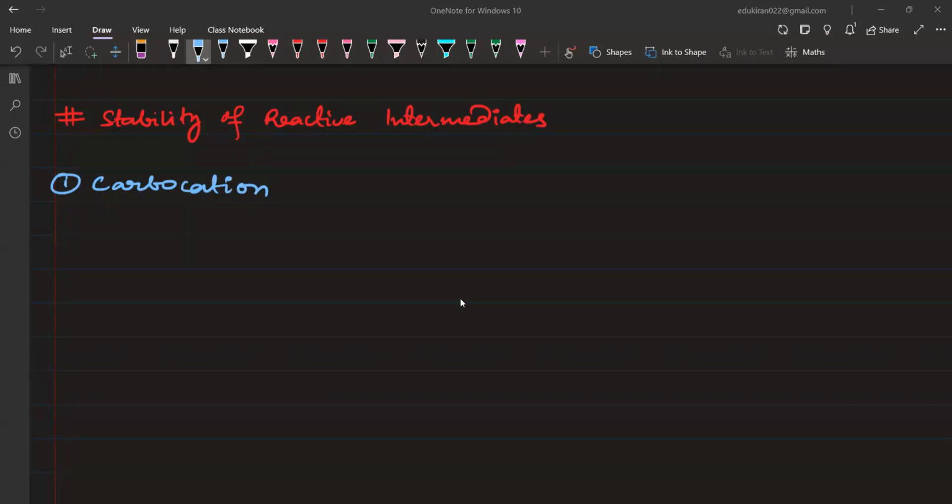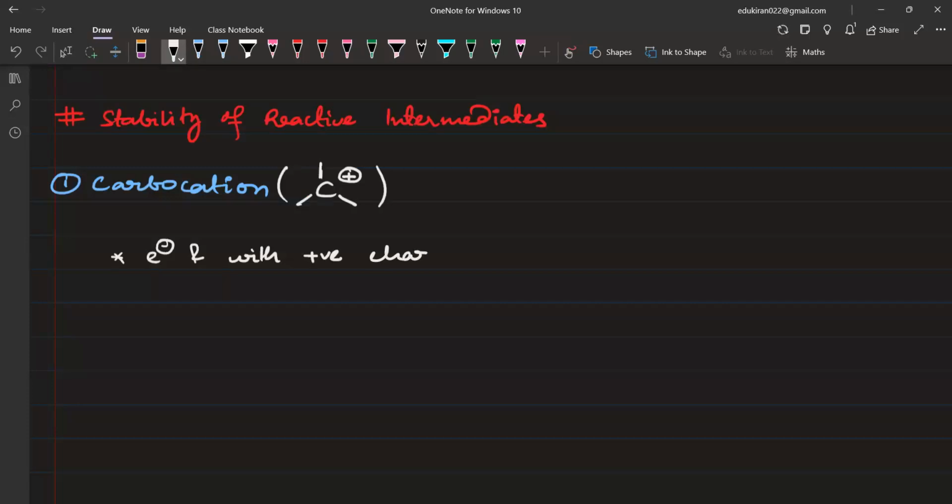Now, can somebody tell me carbocation? What is the hybridization or what is the charge on carbocation? Tell me, guys. Positive. Positive charge. So carbocation, it has positive charge and it has 3 bonds also. Now, please see. Carbocation is electron poor and with positive charge.